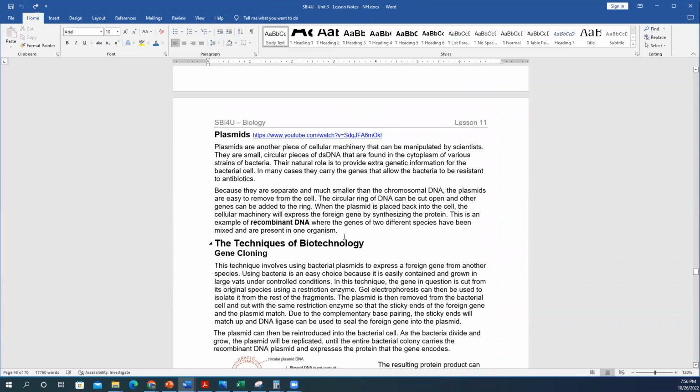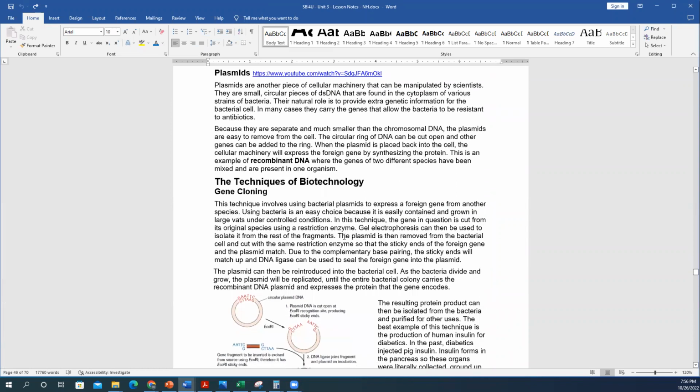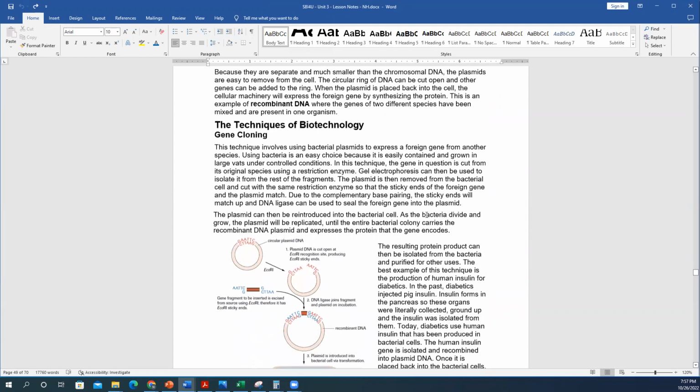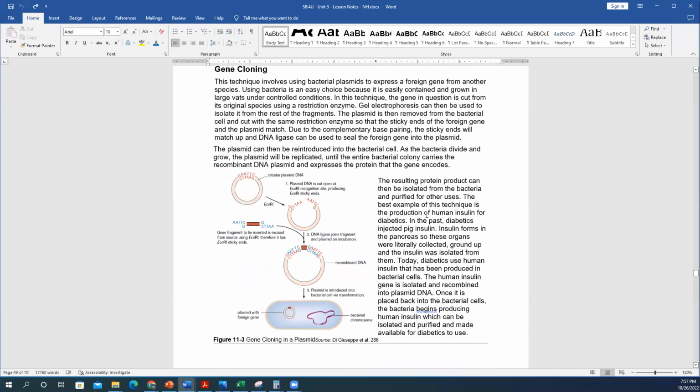We talked about plasmids and how they can be used. They are part of the toolbox for molecular biology, and how plasmids, together with restriction enzymes, can be used to clone a gene into a plasmid and then get it into a bacteria and get the bacteria to start multiplying, copying and producing that protein.